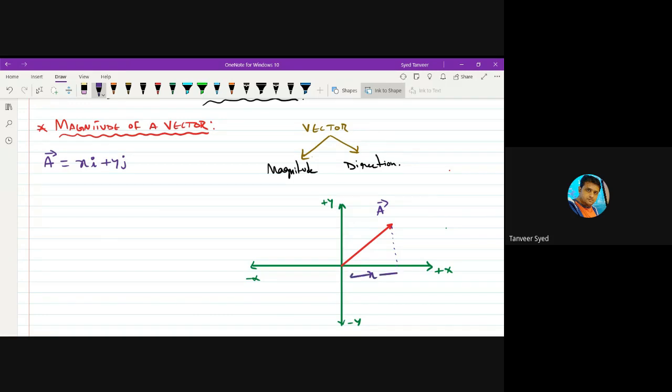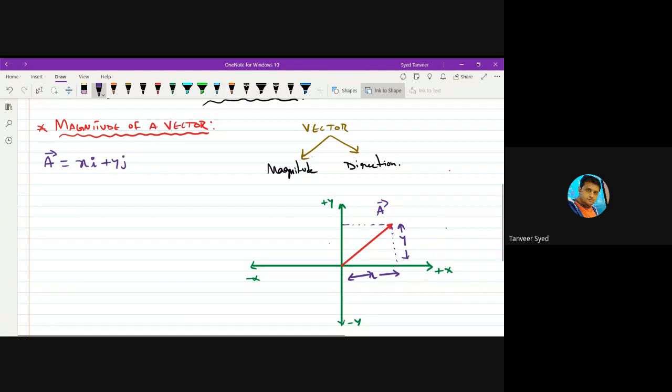The magnitude of vector A along the x direction is this, and that y is this. Using this x and y, can I write the magnitude? If you remember, if you are representing a vector by an arrow, then the length of the arrow gives you the magnitude, and the tip of the arrow gives you the direction. So here, magnitude means numerical value.